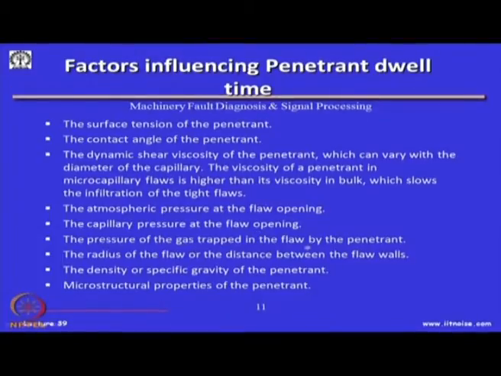the gas trapped in the flaw by the penetrant, the radius of the flaw or the distance between the flaw walls, the density or specific gravity of the penetrant, and microstructural properties of the penetrant. So, we have to be careful about these things which will influence the penetrant dwell time.